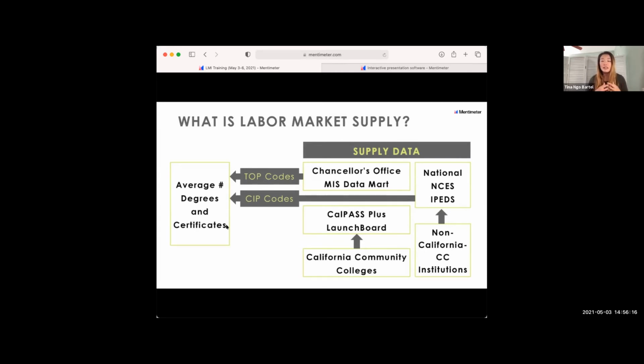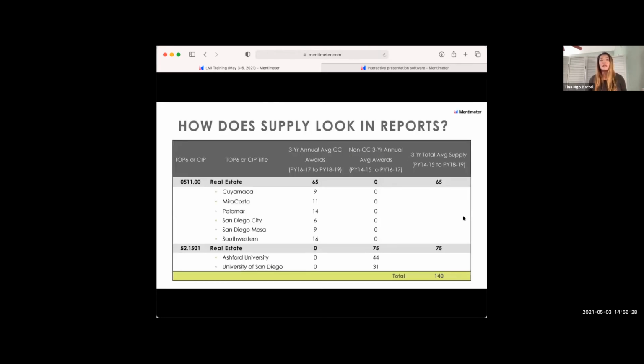Again, it's limited information because we're not looking at the people who are looking for jobs. So the number of people on the supply side of our labor market research might actually be a little bit higher than we estimate. And this is how we add it up. We take a look at that TOP code or ZIP code, and then we add up all of the awards, or degrees and certificates, from the various institutions that have the program. And then we come up with a total.